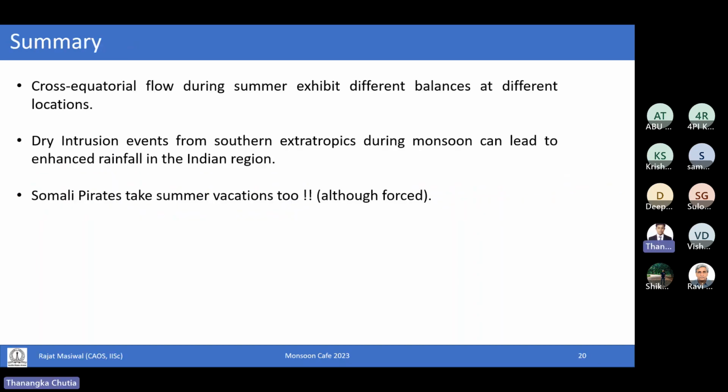So, in summary, in today's talk, we have seen that cross-equatorial flow during summer exhibits different balances at different locations, as well as a rapid intensification, which can be explained by the non-linear advective boundary layer. Also, dry intrusion events from the southern extratropics during the monsoon can lead to enhanced rainfall, but that's not always the case. There are events, even dry intrusion events, in which the precipitation actually goes down. And also, Somali pirates take vacations too, but these vacations are forced. Yeah, I think with that I'll end.